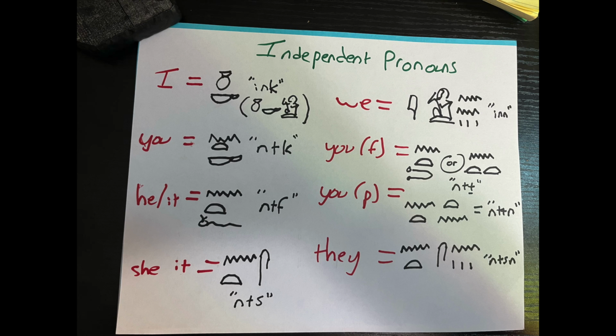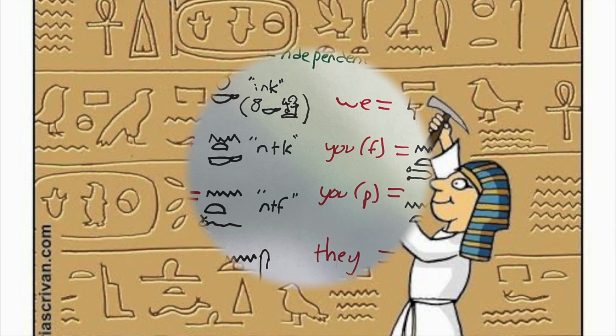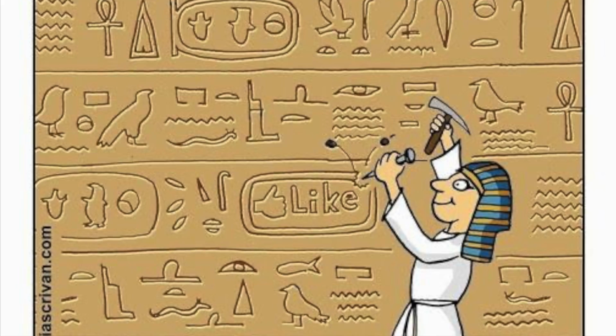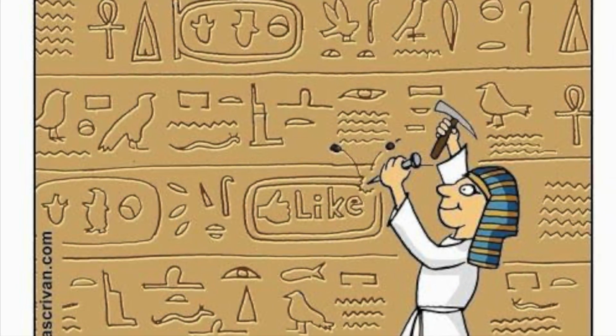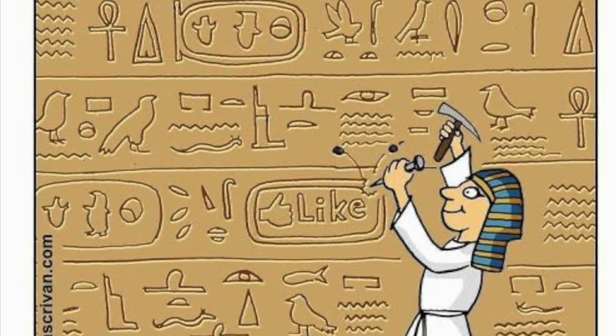So here's all your independent pronouns. Your homework for this week is to write these down on flashcards and start memorizing them and start writing them out. Next week we're going to go into some more new glyphs. We're going to do some ideograms. We haven't done new glyphs in a while, so it's good to return to that.